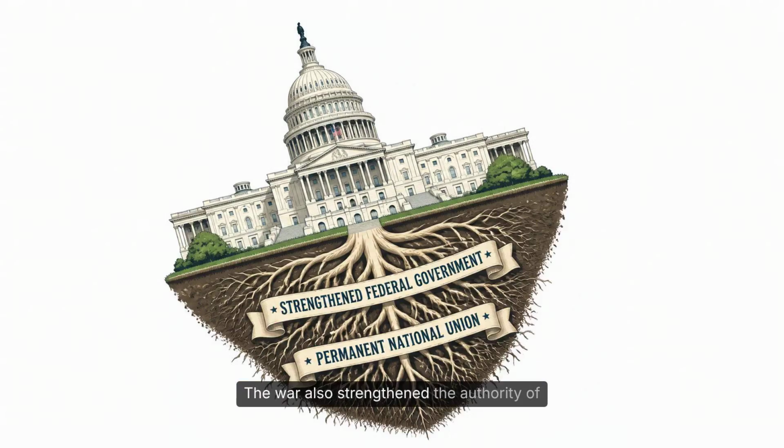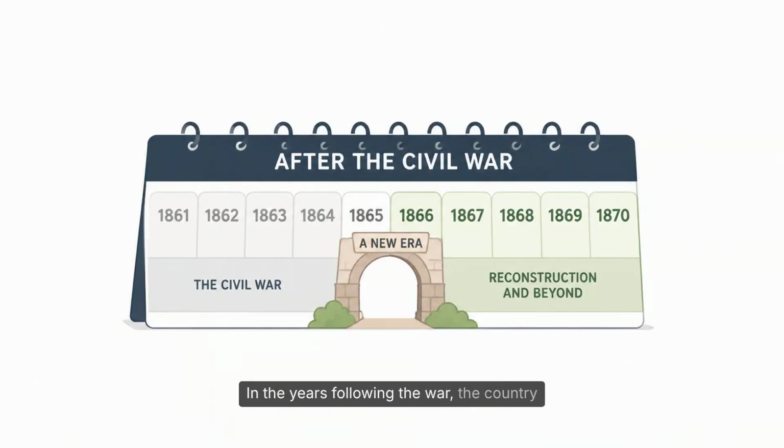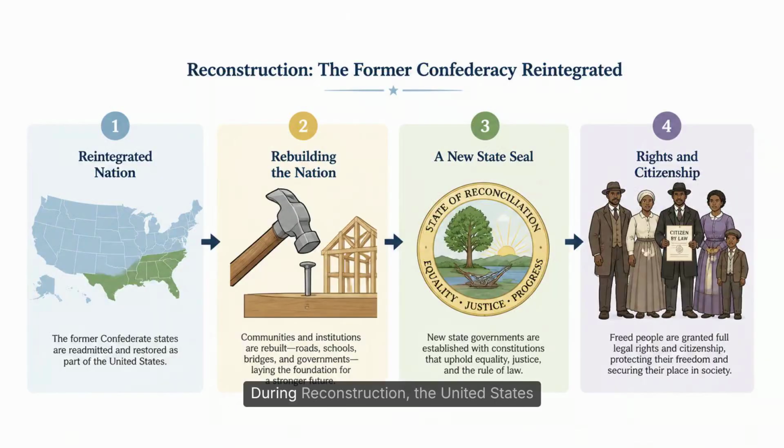The war also strengthened the authority of the federal government and confirmed that the United States was a permanent national union. In the years following the war, the country entered the period known as Reconstruction. During Reconstruction, the United States sought to reintegrate the former Confederate states, rebuild the South, establish new state governments, and define the legal and political status of formerly enslaved people.